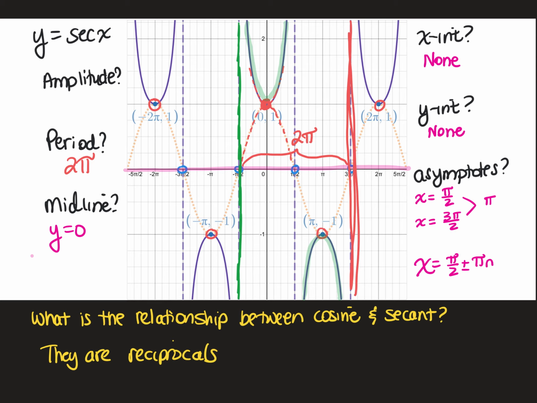And then amplitude, just like we said with cosecant. Technically, there is none. But if you said 1, because you're looking at how high above the midline or how low below the midline is that sort of vertex of your parabola-ish shape, you could say it's 1.